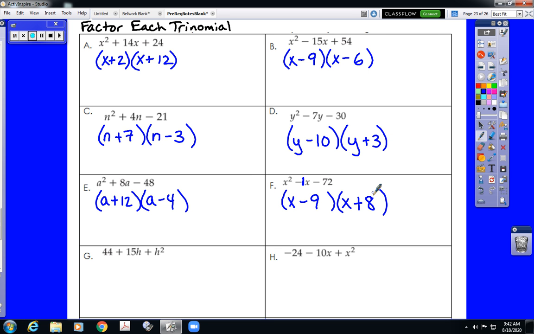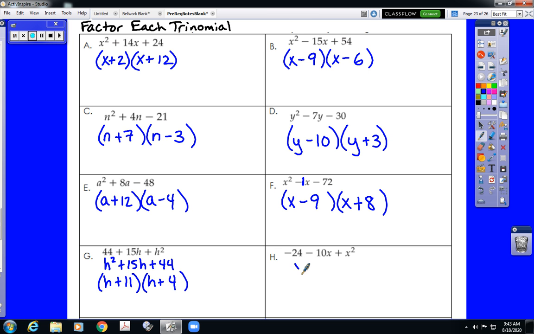Now when we get down to these last two, you'll notice that they are not written in descending order. So the first thing you should do is rewrite them so they are in descending order of their variable. So 44 plus 15h plus h squared should be rewritten as h squared plus 15h plus 44, so that the exponent on the h goes down each time. We're looking for a pair of numbers that multiply to 44 and add to 15. That would be 11 and 4.